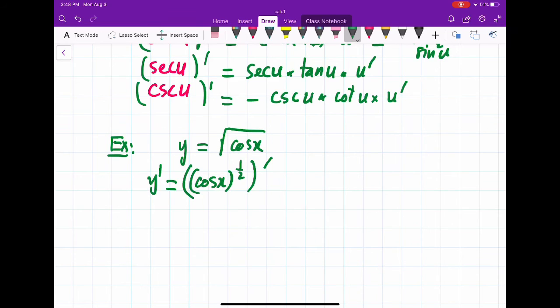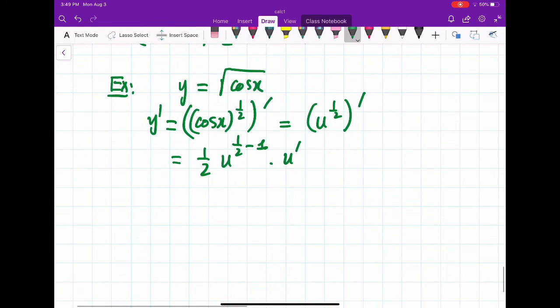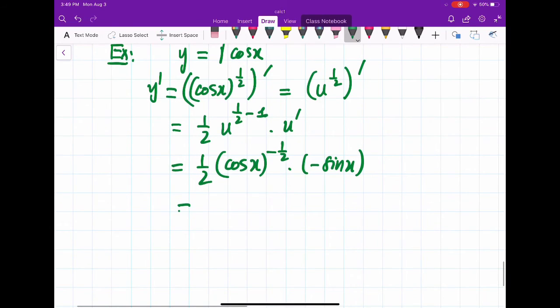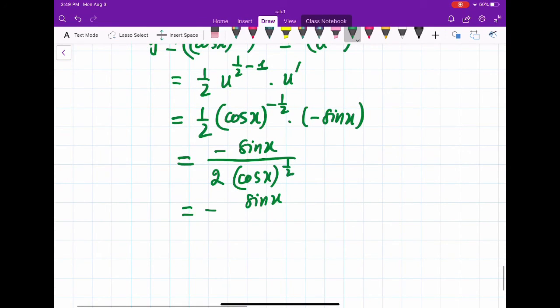And then this is what? This is u to 1/2, right? Derivative. So by the chain rule, I have 1/2 u to 1/2 minus 1, and then times u prime. That is 1/2 cosine of x to negative 1/2 times negative sine of x, because the derivative of cosine is negative sine, right? So I have negative sine x. In here I write 2 times cosine of x to 1/2, or that is negative sine x over 2 square root of cosine of x. You see?